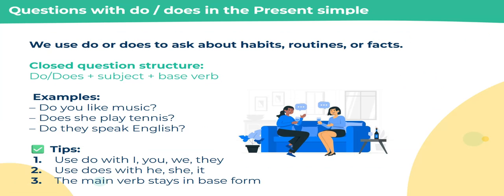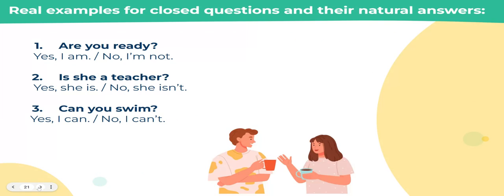Okay, great. So let's have a look at some tips. Number 1, use do with I, you, we, and they. Use does with he, she, it. Tip number 3, the main verb stays in the base form, or that bare infinitive form.